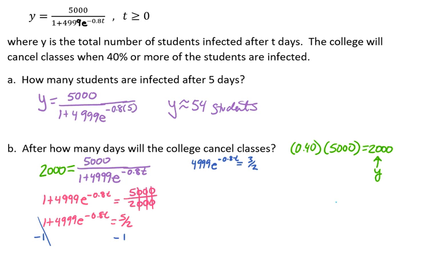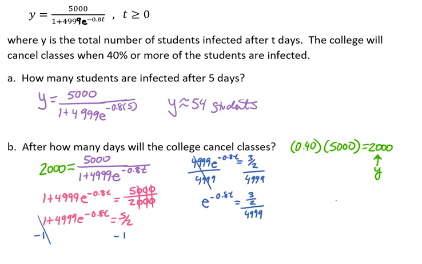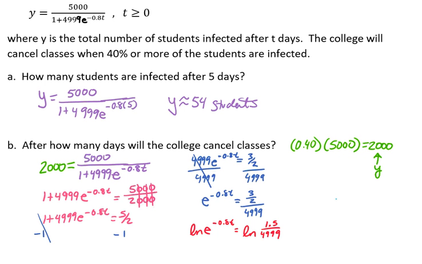From here, we're going to divide both sides by 4,999 to get our e to the negative 0.8 t by itself. So we'll have e to the negative 0.8 t equals 3 halves divided by 4,999. Now 3 halves is really just 1.5, so we're going to replace our 3 halves with 1.5. We're going to take the natural log of each side to get the e to go away, because the inverse of an exponential is a logarithm. And that way we can get to our t.